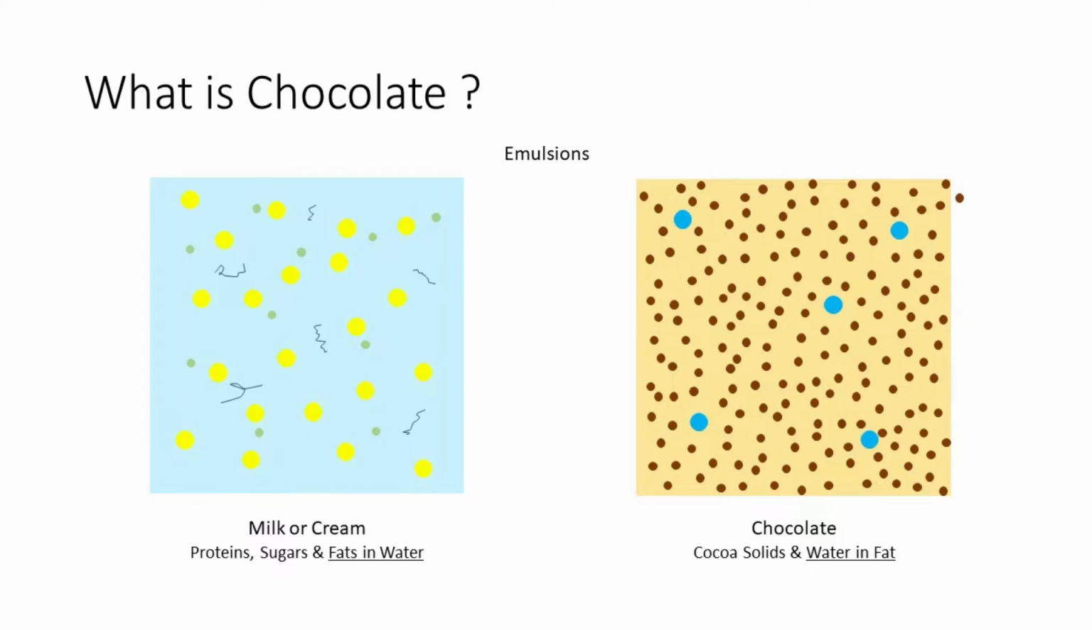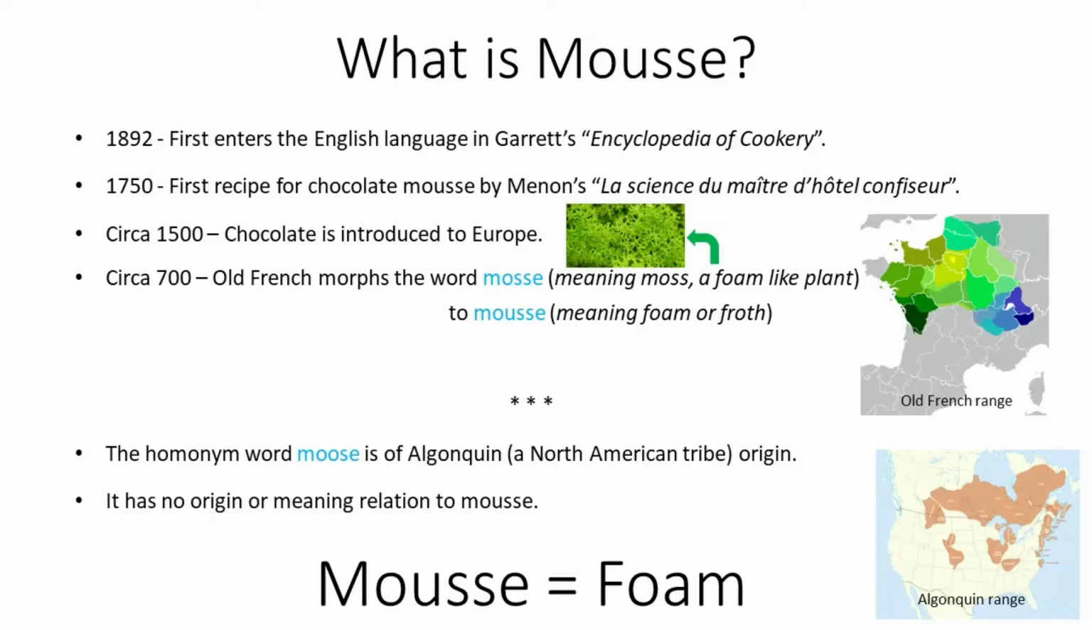Now that we have some idea what chocolate is, what is this thing called mousse? Mousse is a French word from the early Middle Ages, where it mainly means foam or froth. It was connected to chocolate in 1750 in a cookbook. It joined the English language in 1892 in another cookbook. Mousse, the animal, is an Algonquin word with no relation whatsoever to the French word. It just sounds the same. Thus, chocolate mousse really means chocolate foam.